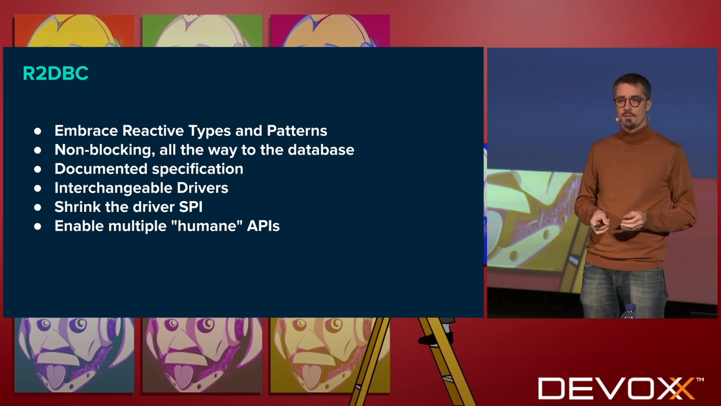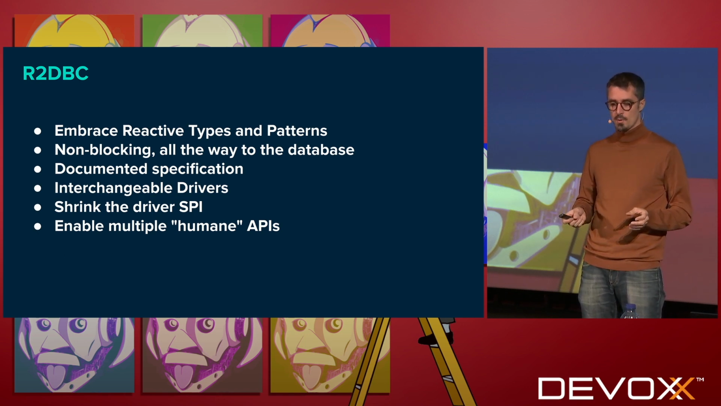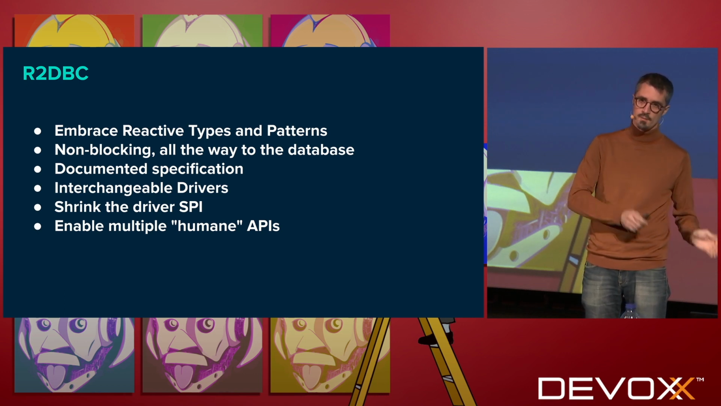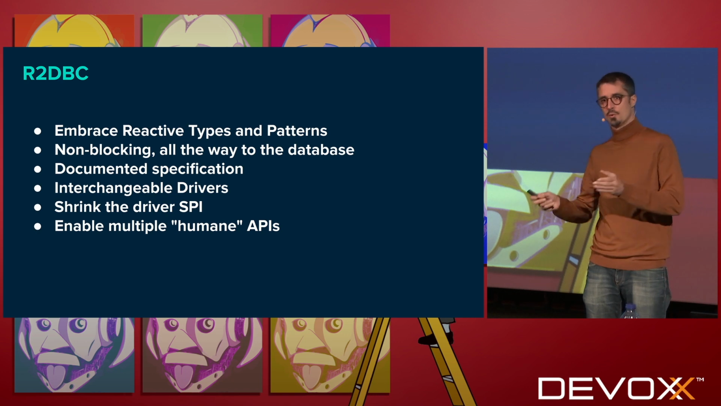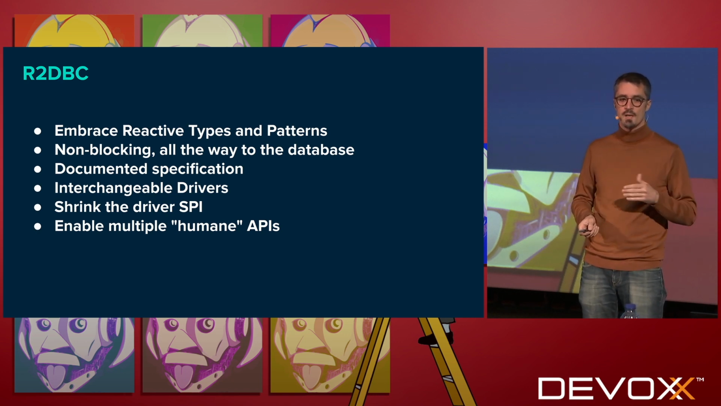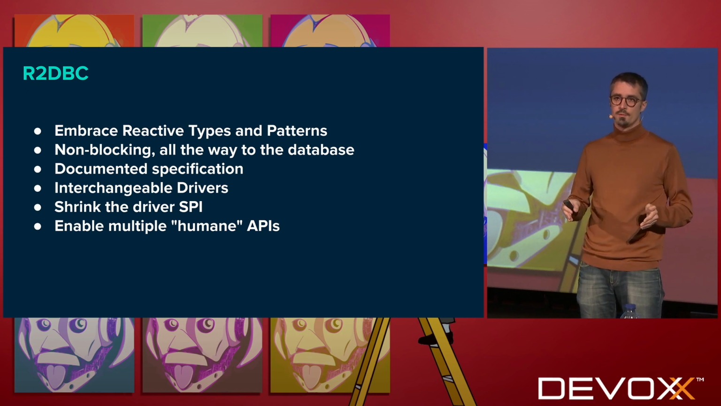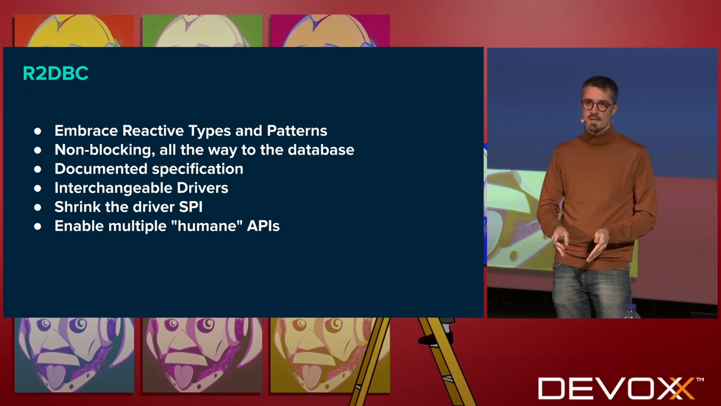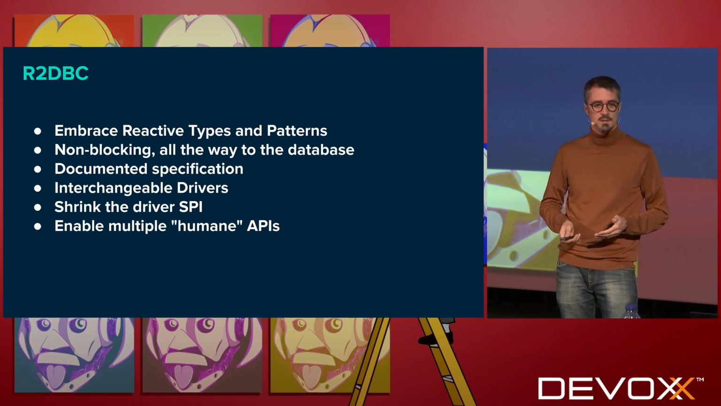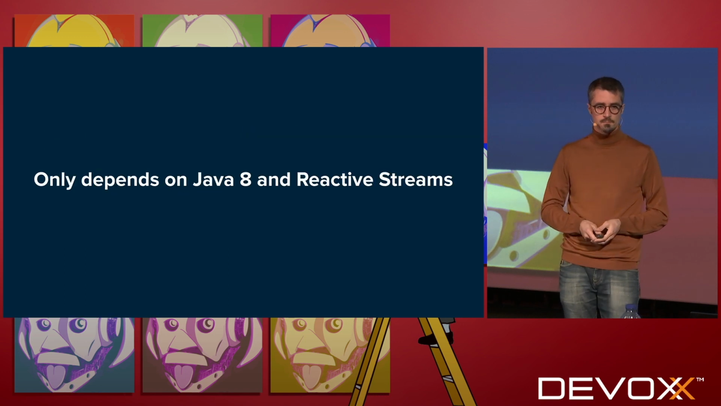It shrinks the driver SPI, and that's important because JDBC is useful for database drivers, and it also should be usable for end users. R2DBC doesn't try to do that. It really focuses on a very narrow, low-level API that should be implemented by drivers, and then it leaves open the choice for a more human API.